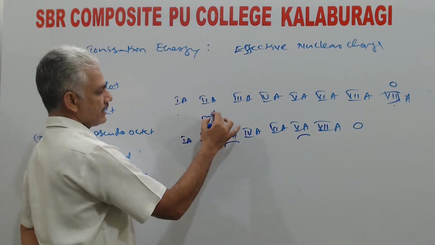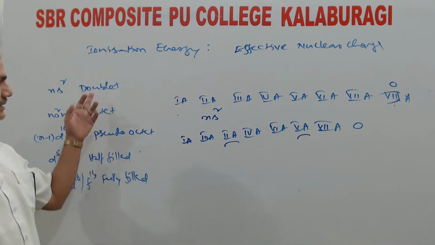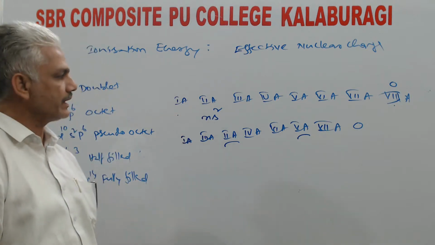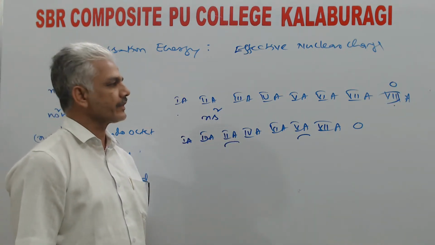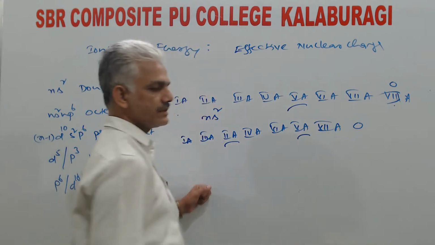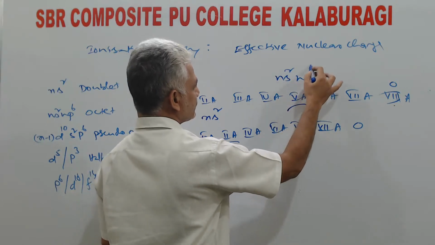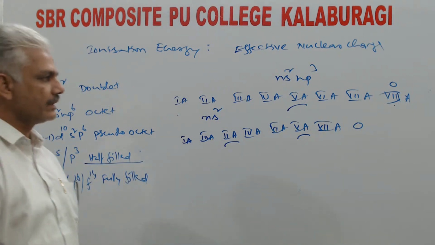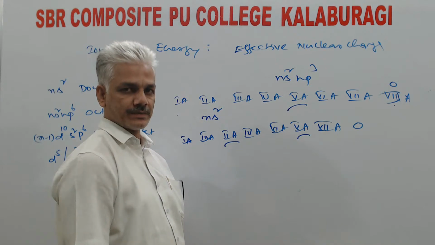The second A group elements have ns2 type of configuration, which is a doublet configuration and is stable next to octet. So because of this stable electronic configuration, their ionization energy values are higher than expected. A similar exceptional case comes in the case of 5A group elements. The electronic configuration is ns2 np3. So here we are coming across a half-filled stable configuration. That is why the IP values of 5A group elements are higher than expected.